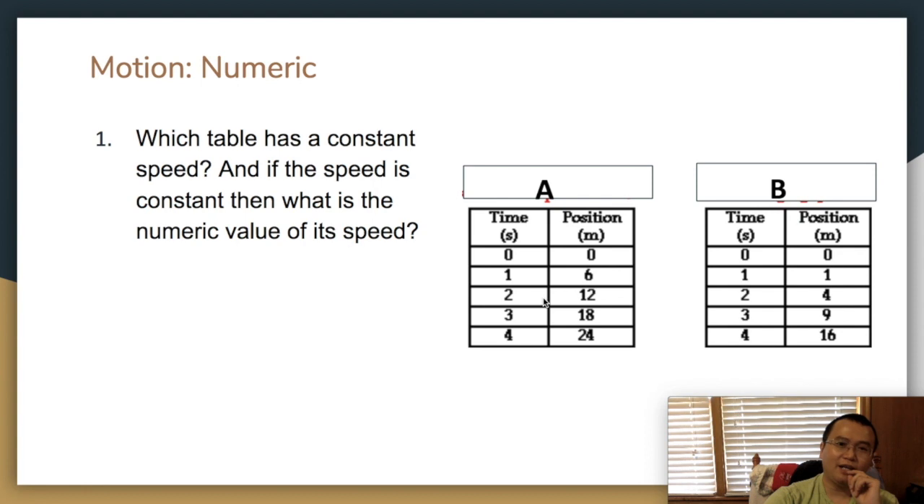Okay, table A, the speed is constant, and the numerical value for that is 6 meters per second, because every second it increases by 6. All right. Let's move on to the next one. This is numeric understanding. Look at the numbers and get information out of them.